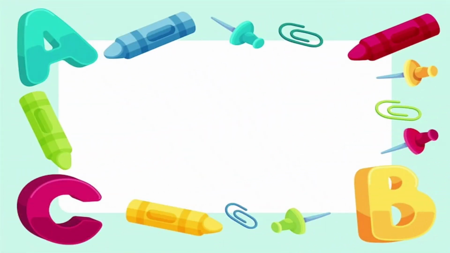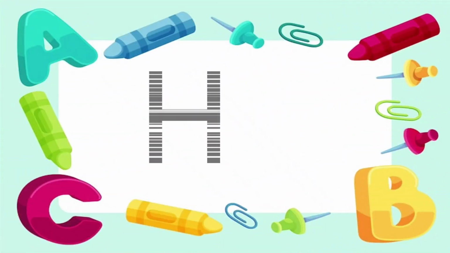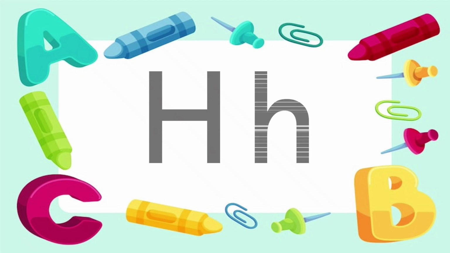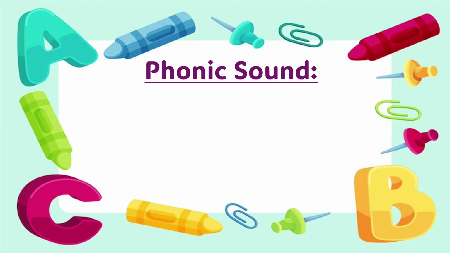Let's see who is our last guest. It's H. It comes just after G. This is capital H. This one is small h. Do you know the phonic sound of H? Ha. Say it again. Ha.